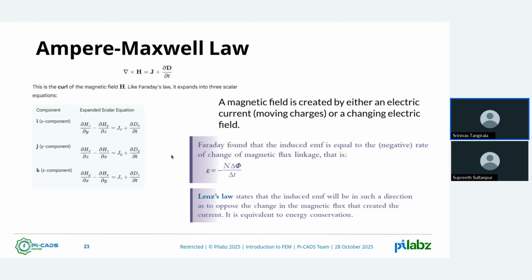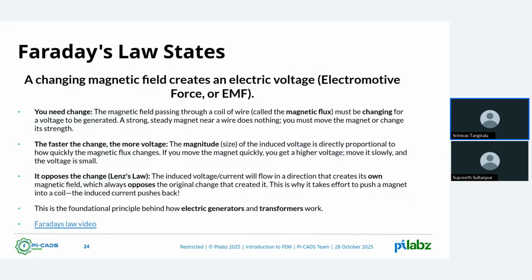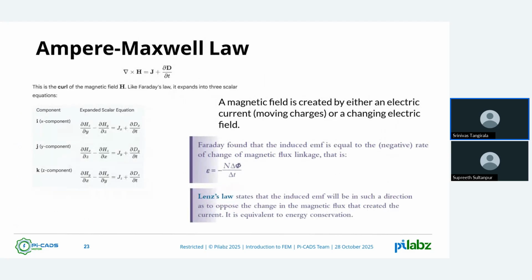And then Lenz's law states that the induced EMF will be in such a direction as to oppose the change. That is why you see the negative sign. So the induced EMF always opposes the change in the flux. That is Lenz's law. So now we have covered all 4 of Maxwell's equations which are used in electromagnetic simulation. Now we will look at some examples.